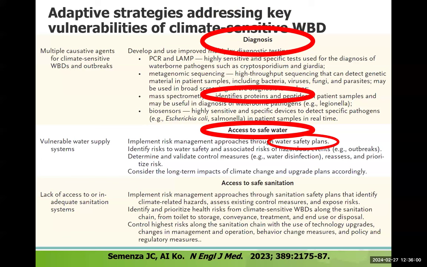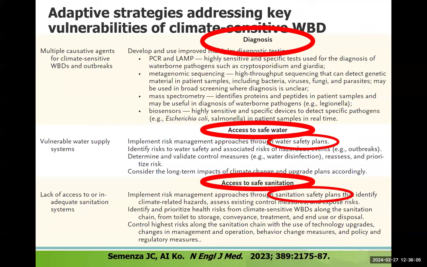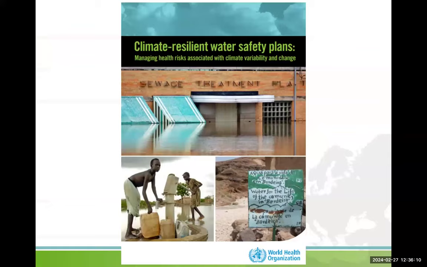And that's what we do through water safety plans. We need to improve safe sanitation, and that's what we do through sanitation safety plans. These plans are illustrated on the slide here, for example, these are water safety plans. And you can see in the center of the slide how the water treatment plant is currently flooded. Obviously, that's something that doesn't really fulfill its public health function. And in fact, that's something that I illustrated on the cartoon earlier.